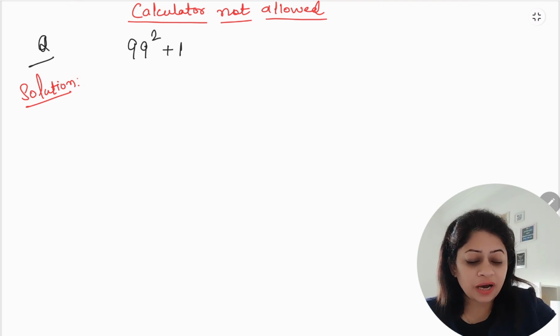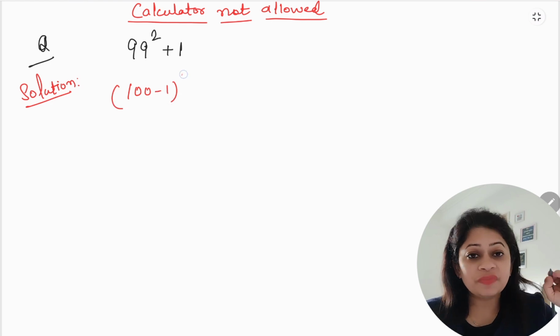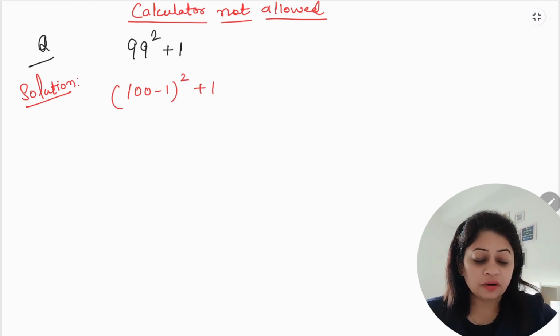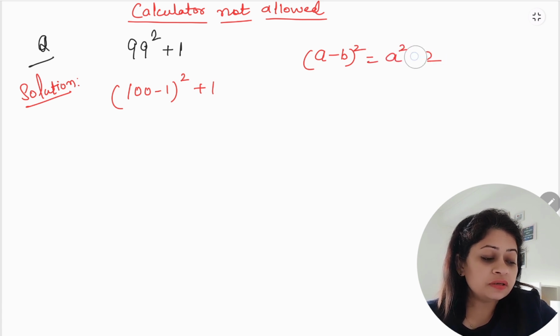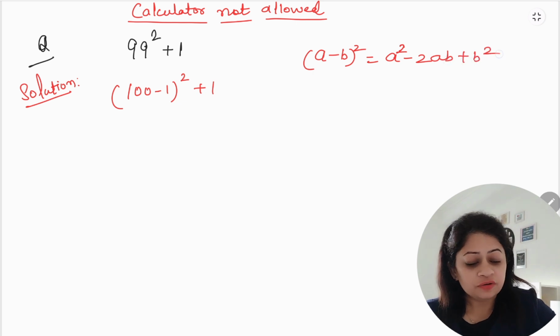So what will I do? I will write it as 100 minus 1 whole square, right? Either you can do this way, okay, and you can just apply the square trick that a minus b whole square. I can write it here if you don't know. A minus b whole square is equal to a square minus 2ab plus b square, right?